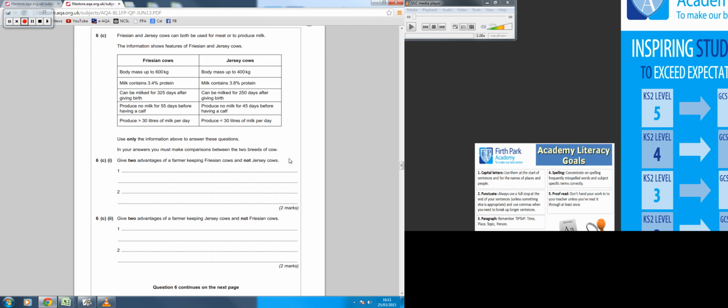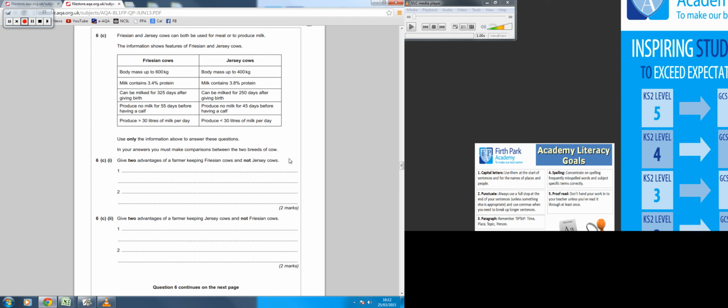Next question, Frisian and Jersey cows can both be used for meat or to produce milk. There's some information. So it's quite a standard middle of the road biology question now, where we're given a load of information and we've got to pull out some of that information. So what I'd recommend you do is to underline or circle the things that you think are going to be important. Remember, we call that active reading.